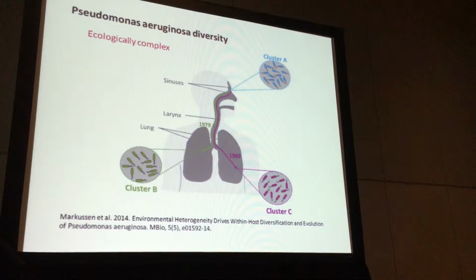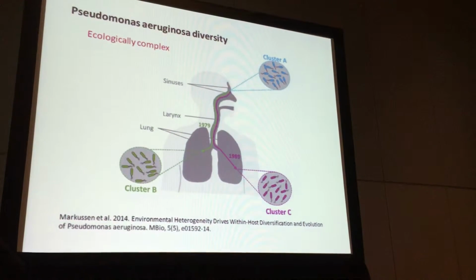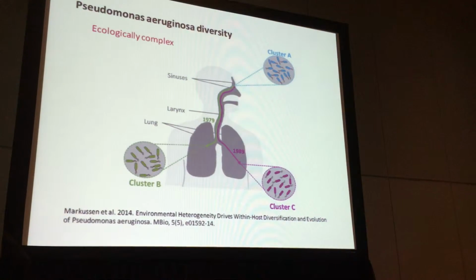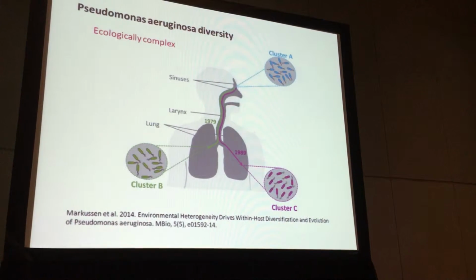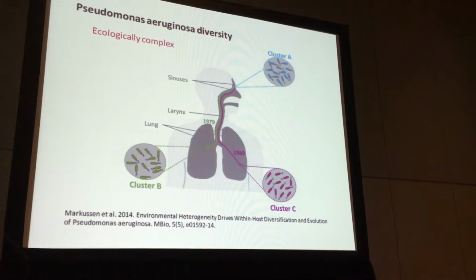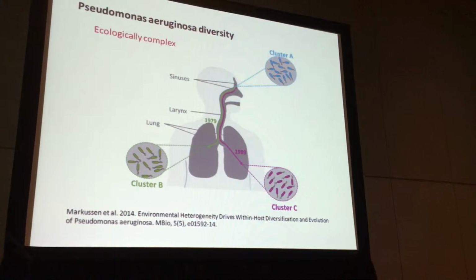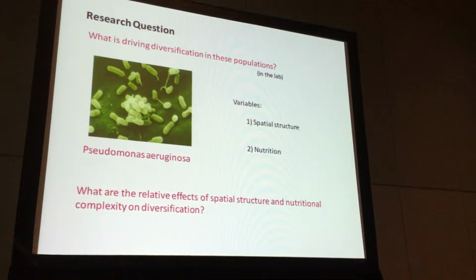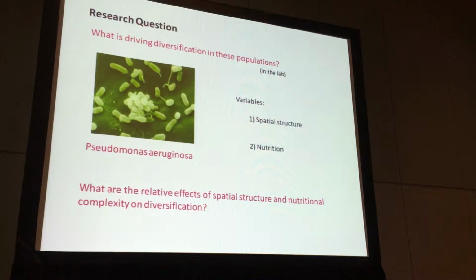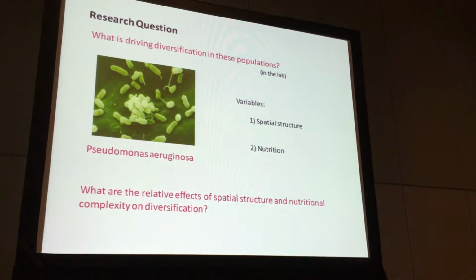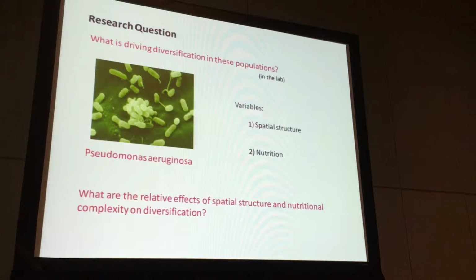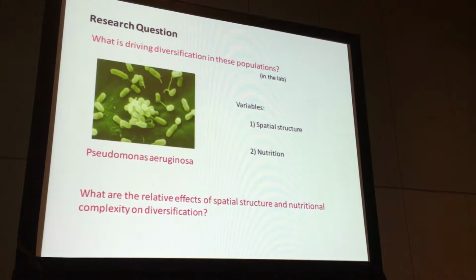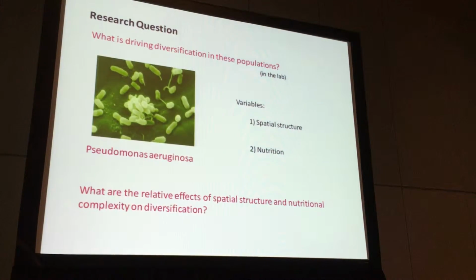There's an upper respiratory tract and a lower one, so there are different places this can happen. It's also an ecologically complex environment nutritionally, and we know that Pseudomonas aeruginosa can use a wide range of resources, so the abundance of different nutrients available in the lung could play a role in this diversification as well. I wanted to know what is driving the diversification of these populations in the lab, and so I wanted to test the effects of these two variables, spatial structure and nutrition, on diversification. My research question is, what are the relative effects of spatial structure and nutritional complexity on diversification?